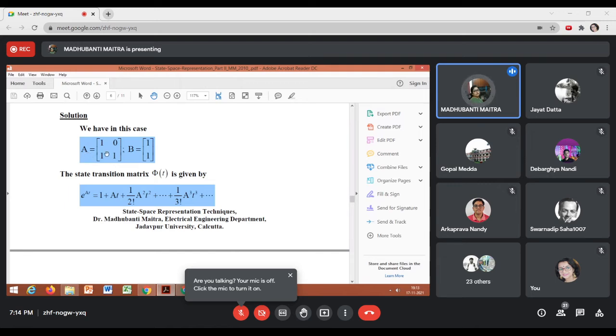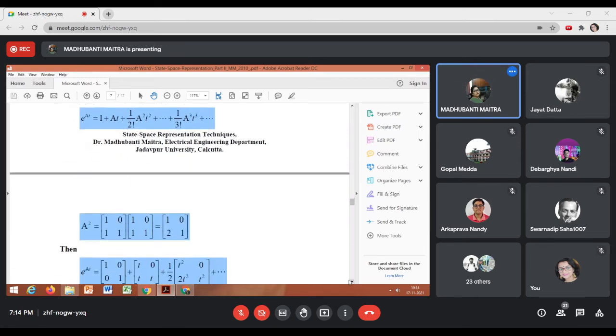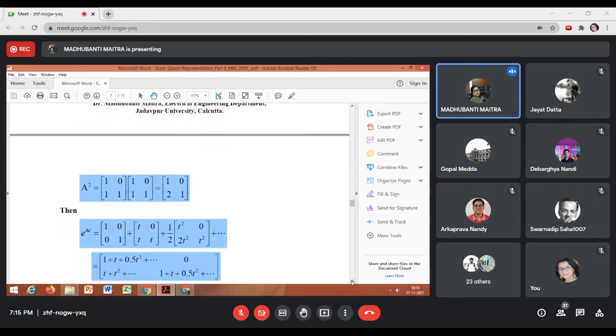So this is our system matrix, and this is the input matrix B. We know that e to the power At is I plus At plus 1 by factorial 2 A square t square, etc., and the other terms. So let's compute this term, A square, A into A, and if you compute A square, this matrix will have elements 1 0 2 1.